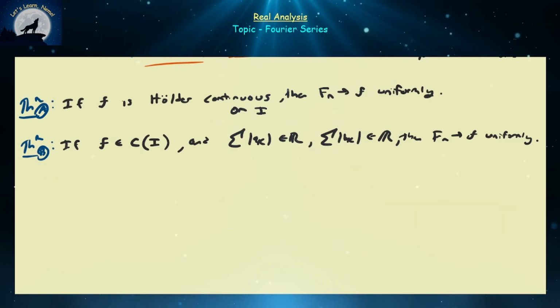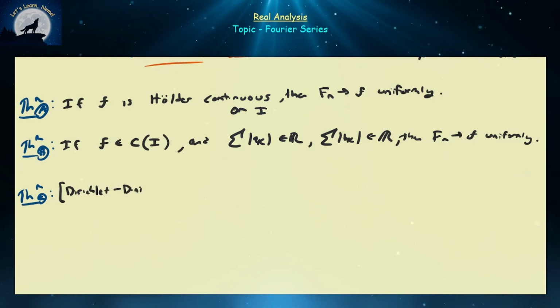But what if you do not have a function that's continuous at all? Because we obviously know that a function that is discontinuous still can have a Fourier series. So this is where the next theorem can be applied, and sometimes this theorem is referred to as the Dirichlet-Dini theorem, and it says the following. This one is a little bit more complex to state.